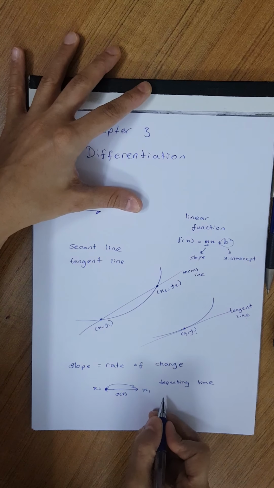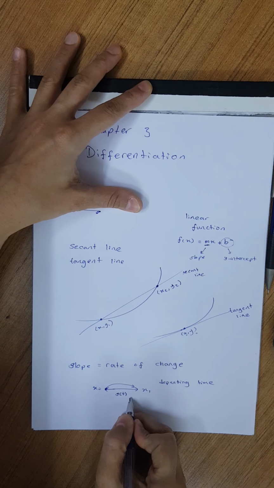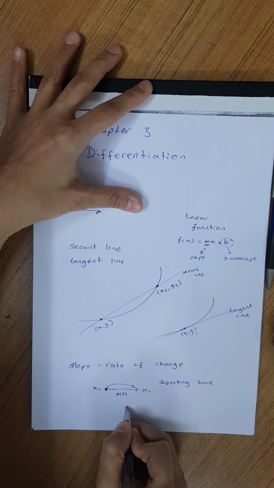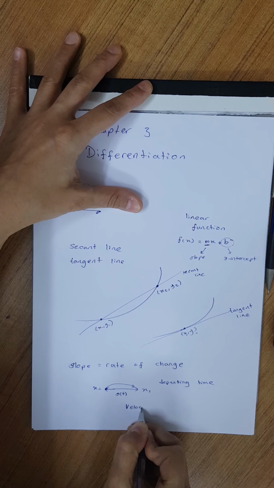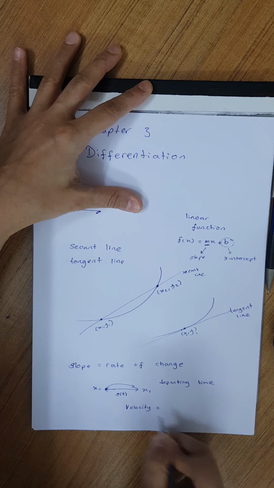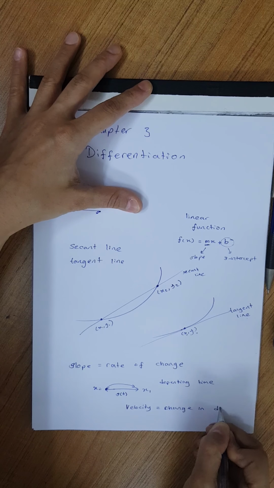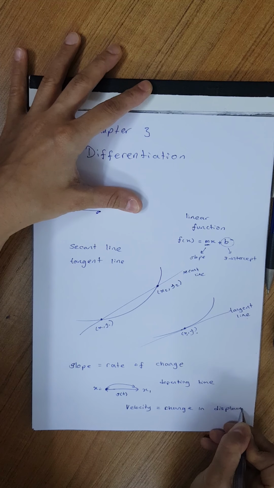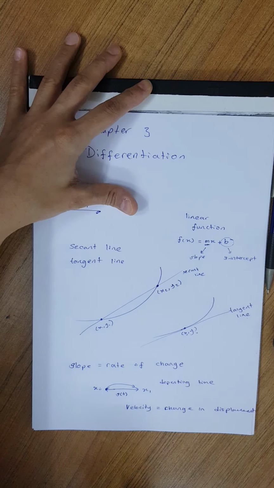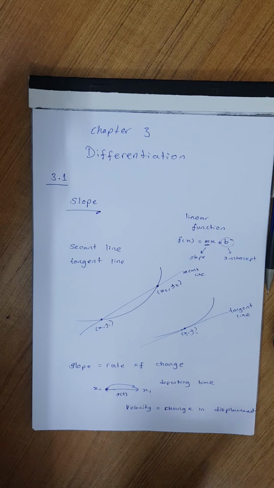If that is called s of t, the distance between the point x naught and x1, when we are saying find the rate of change of this one, well, what will it change to? It will change to velocity. So rate of change, velocity is equal to what? Is equal to the change in displacement. Okay, that is physically, of course.